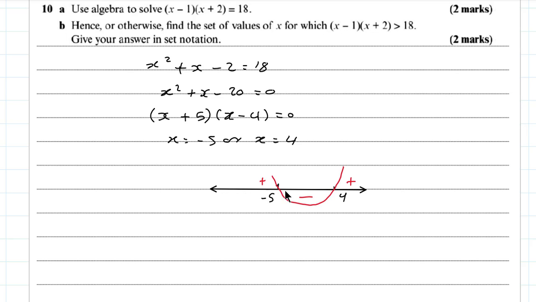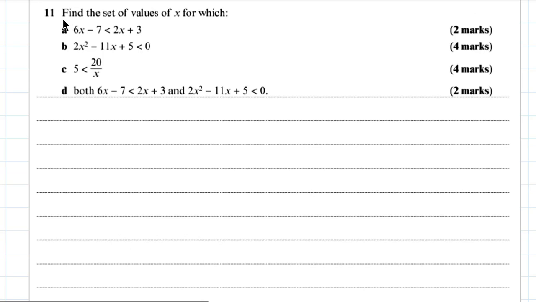Okay. By the same scenario, we draw the x-axis. These are the roots, negative 5 and 4. This is the curve. We are searching for the positive because this is more than 0. So the answer should be these two intervals on the opposite sides. So the answer should be x less than negative 5 or x more than 4.